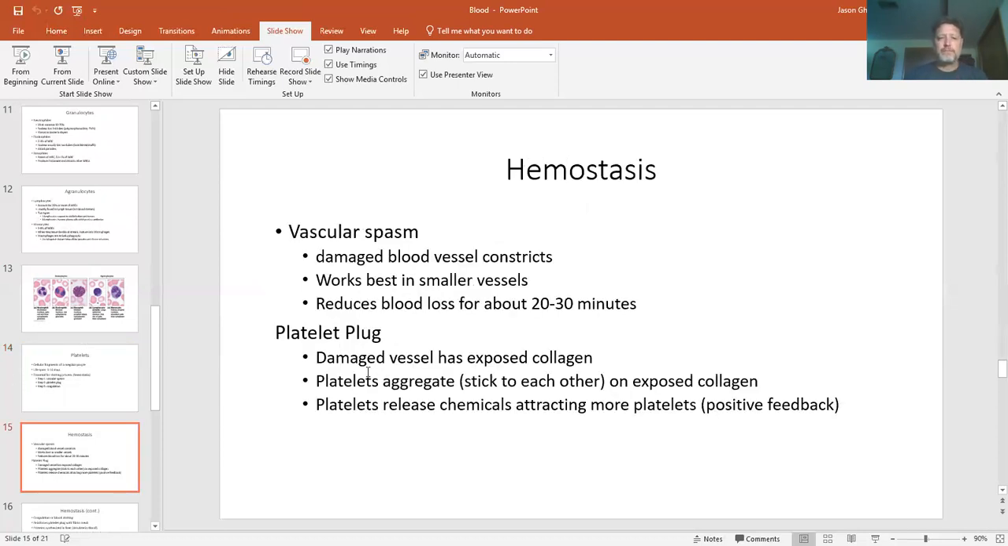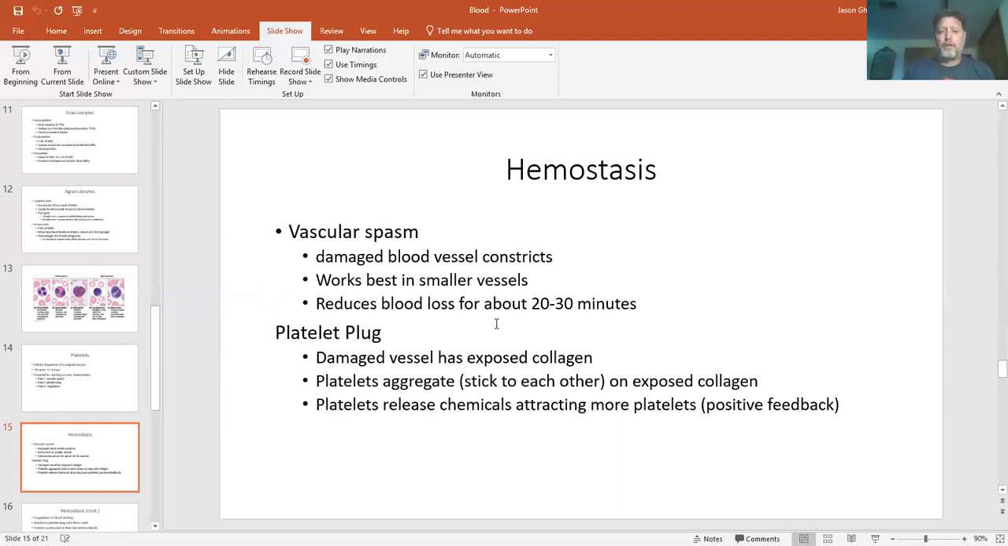All right, so your vascular spasm, this is where you have damage to a blood vessel, where it's broken so the blood can leak out of it. And the spasm is the muscles in the blood vessel itself will close off to prevent any leaking. So it's great in small vessels, and it'll last for about 20, 30 minutes to hold off, reducing that blood loss. Again, to maintain the blood level in us.